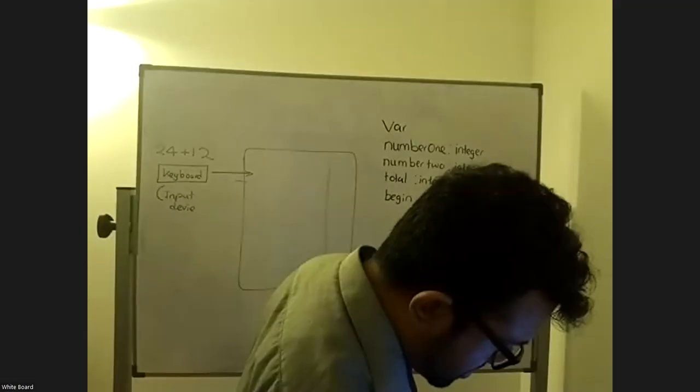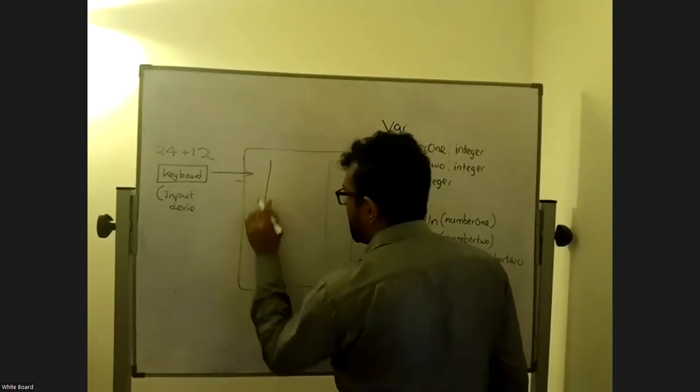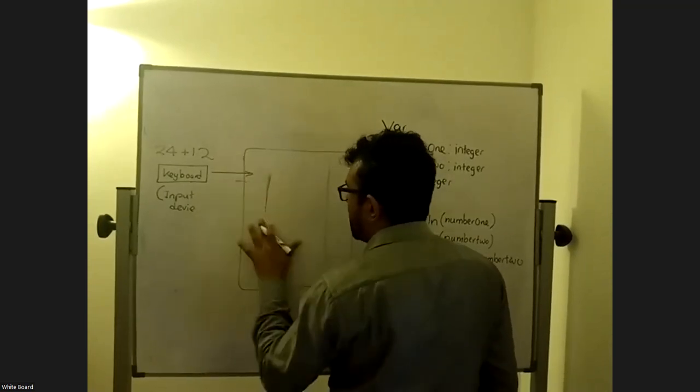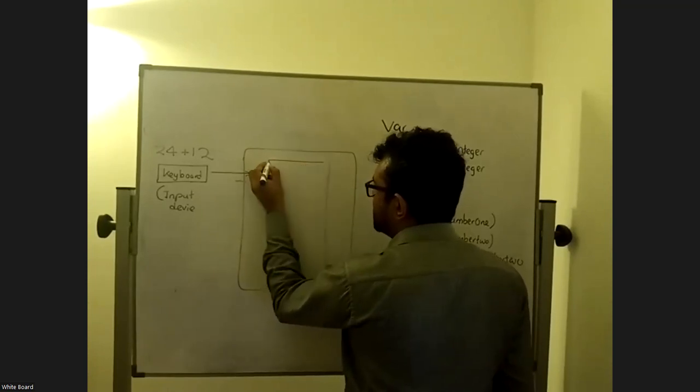It goes to the memory. You can see the memory here. So we'll draw the memory like this. Memory has a set of cells like this.